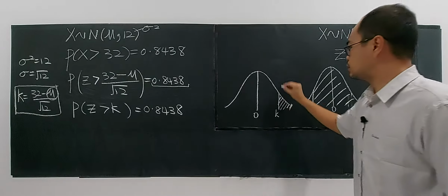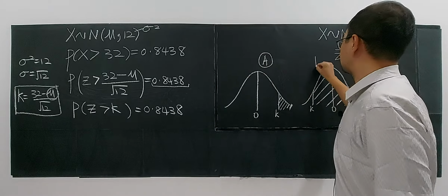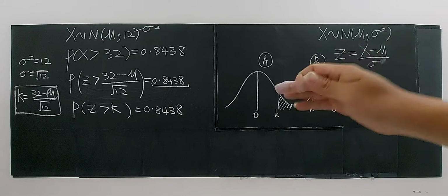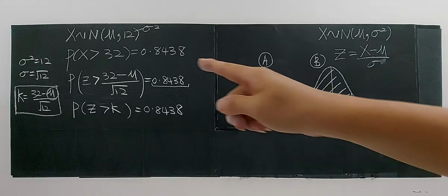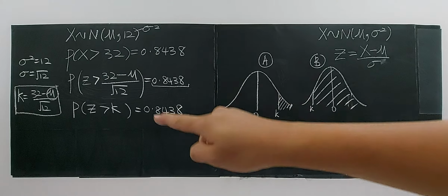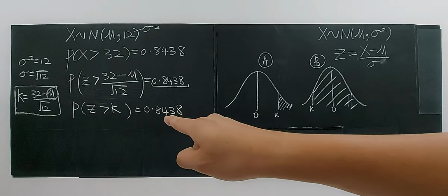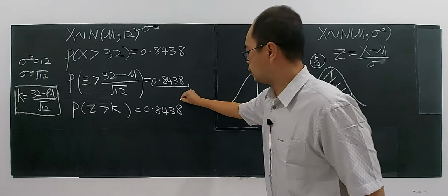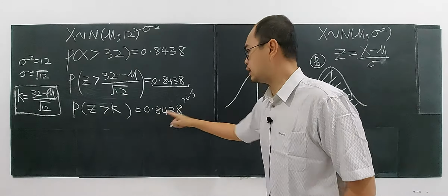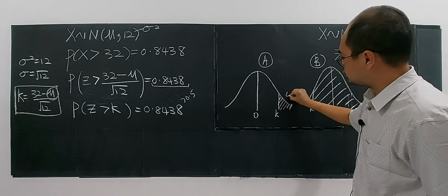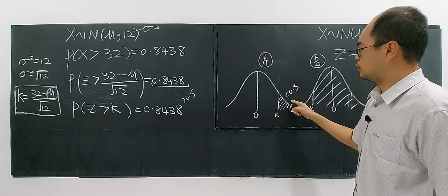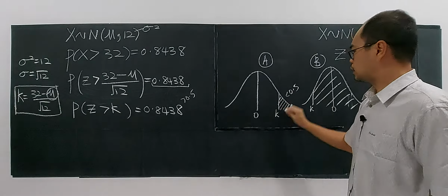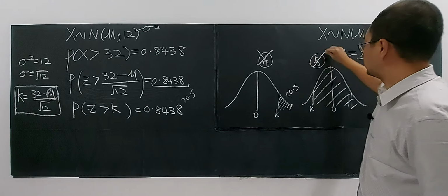So for this case, it's either A or B, either this distribution or this distribution. Try to pause the video and think about which one is correct by looking at this value. This value, 0.8438, is already more than 0.5, so the area must be bigger than 0.5. This one is smaller than 0.5. So how can K be here? More than is on the right. So this is not the answer. The answer will be B.